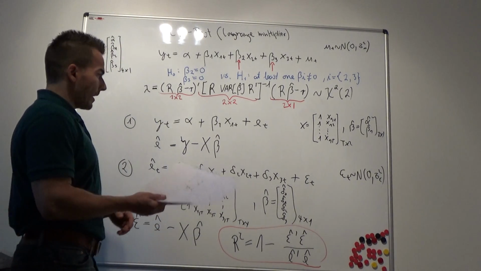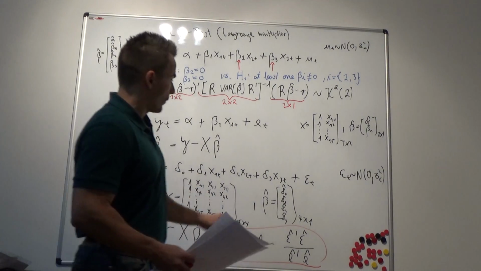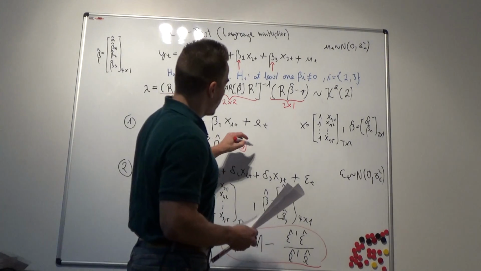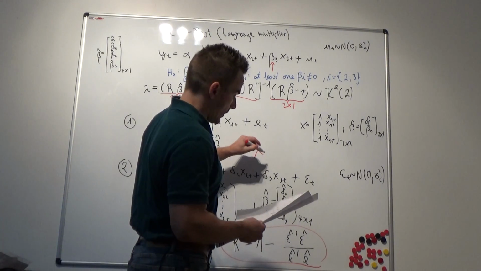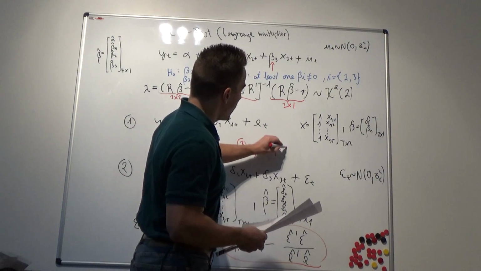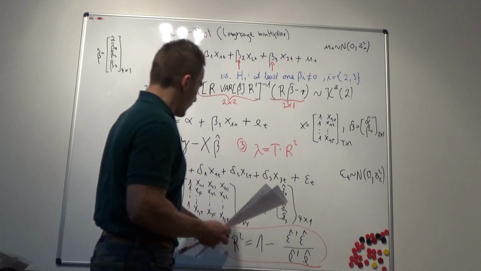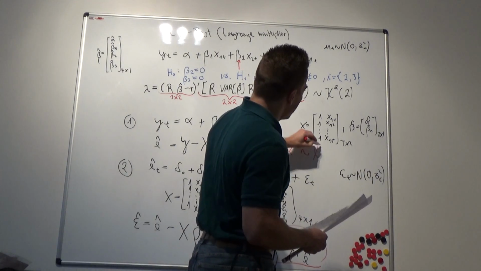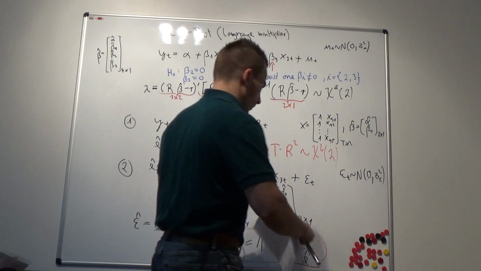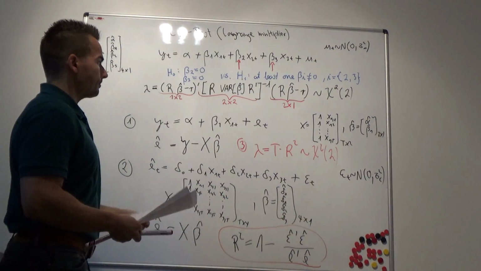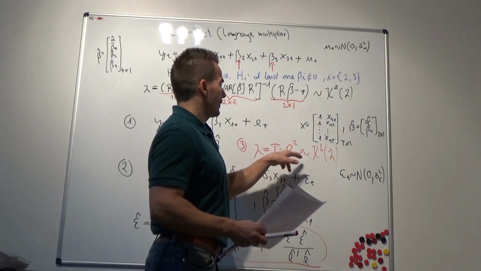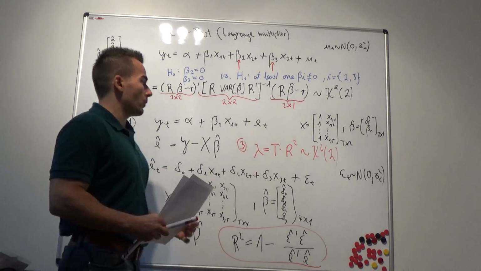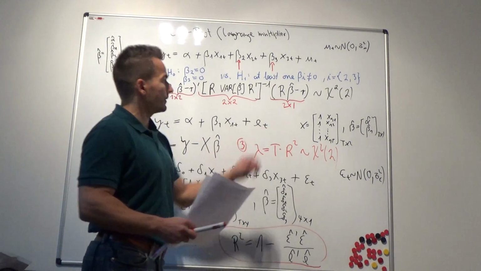So the third step is then that our test statistic lambda is given by T times R square, this R square. And this follows under the null hypothesis a chi-square distribution with 2 degrees of freedom. Same test statistic, obviously. And T, capital T, is the number of sample observations that we have. And this is an asymptotic test.